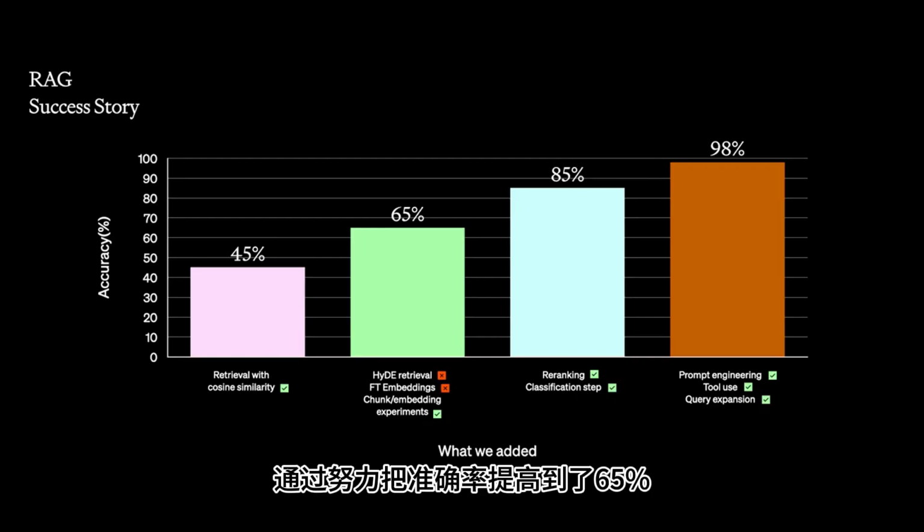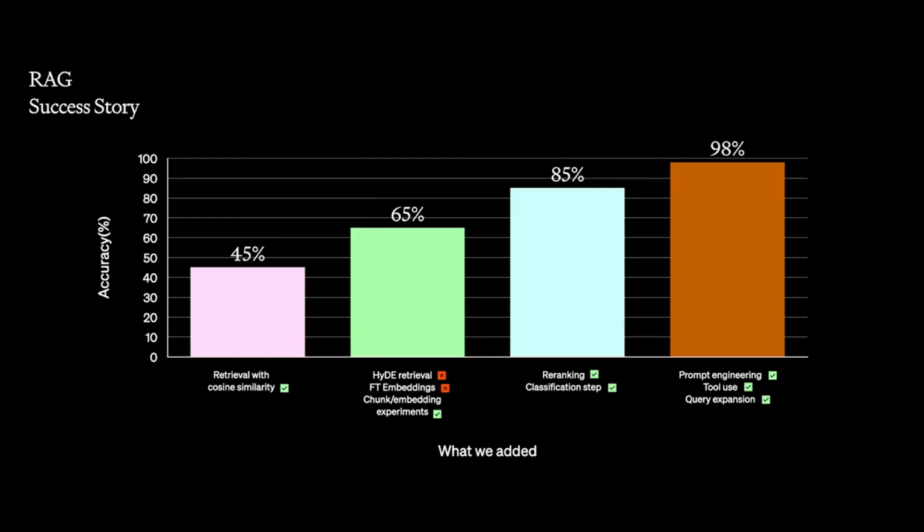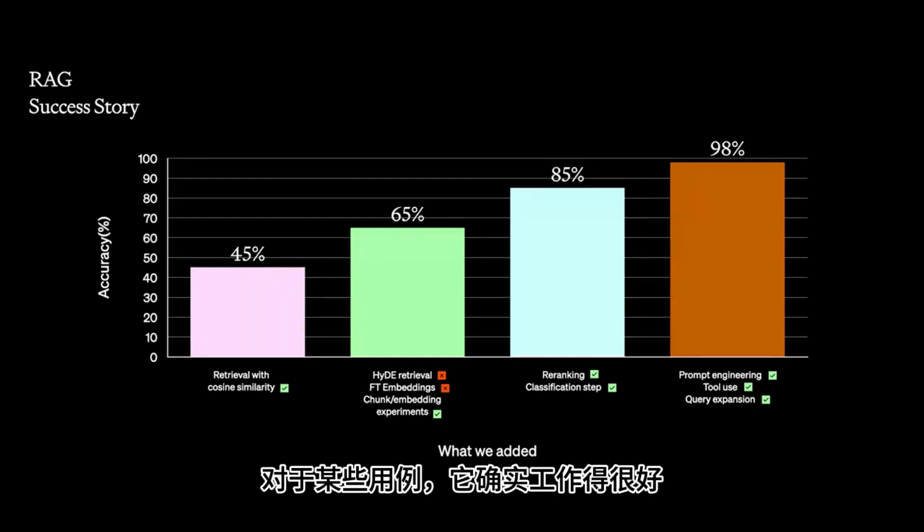So we managed to boost it to 65% by trying hypothetical document embeddings, where instead of doing a similarity search with the question, you generate a fake answer and do a similarity search with that. For certain use cases, that works really well. For this one, it did not work well.